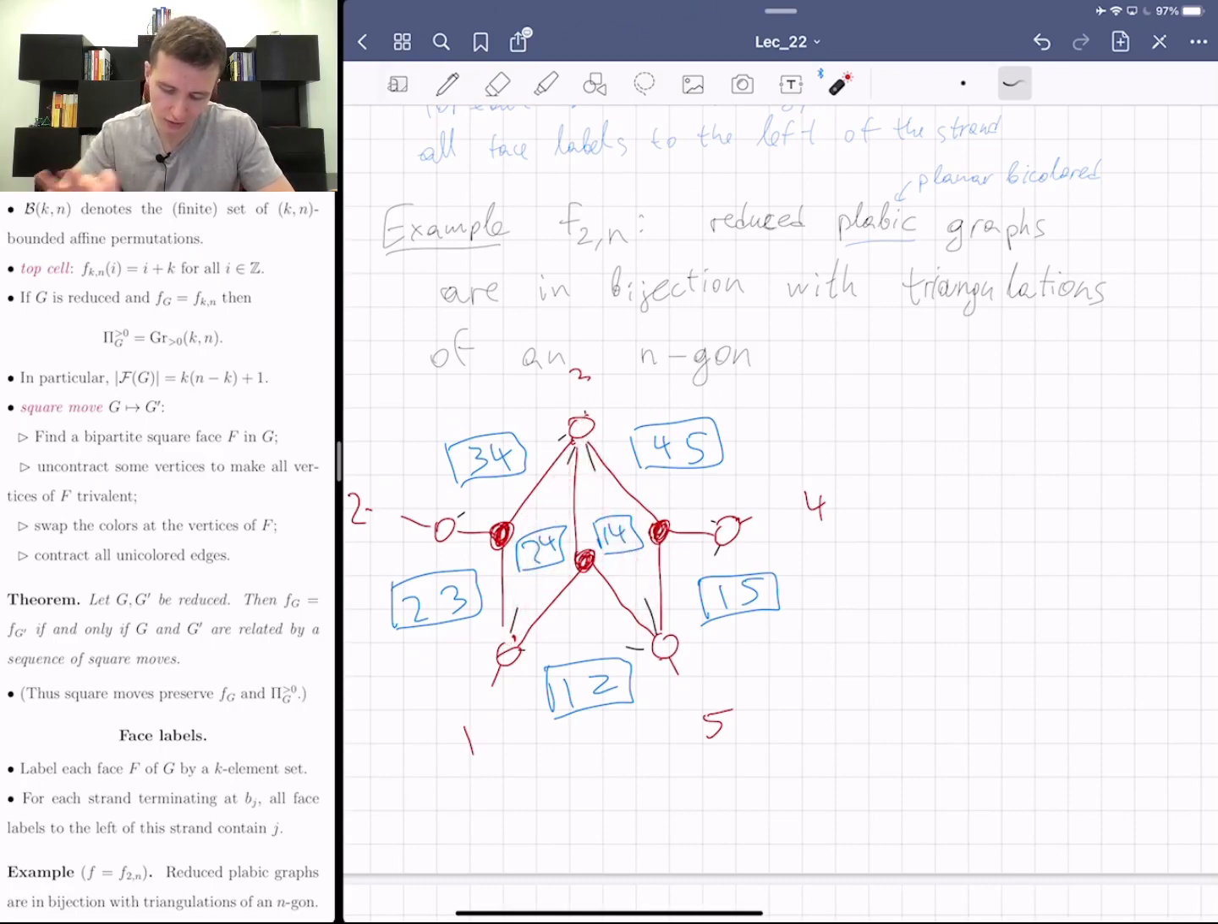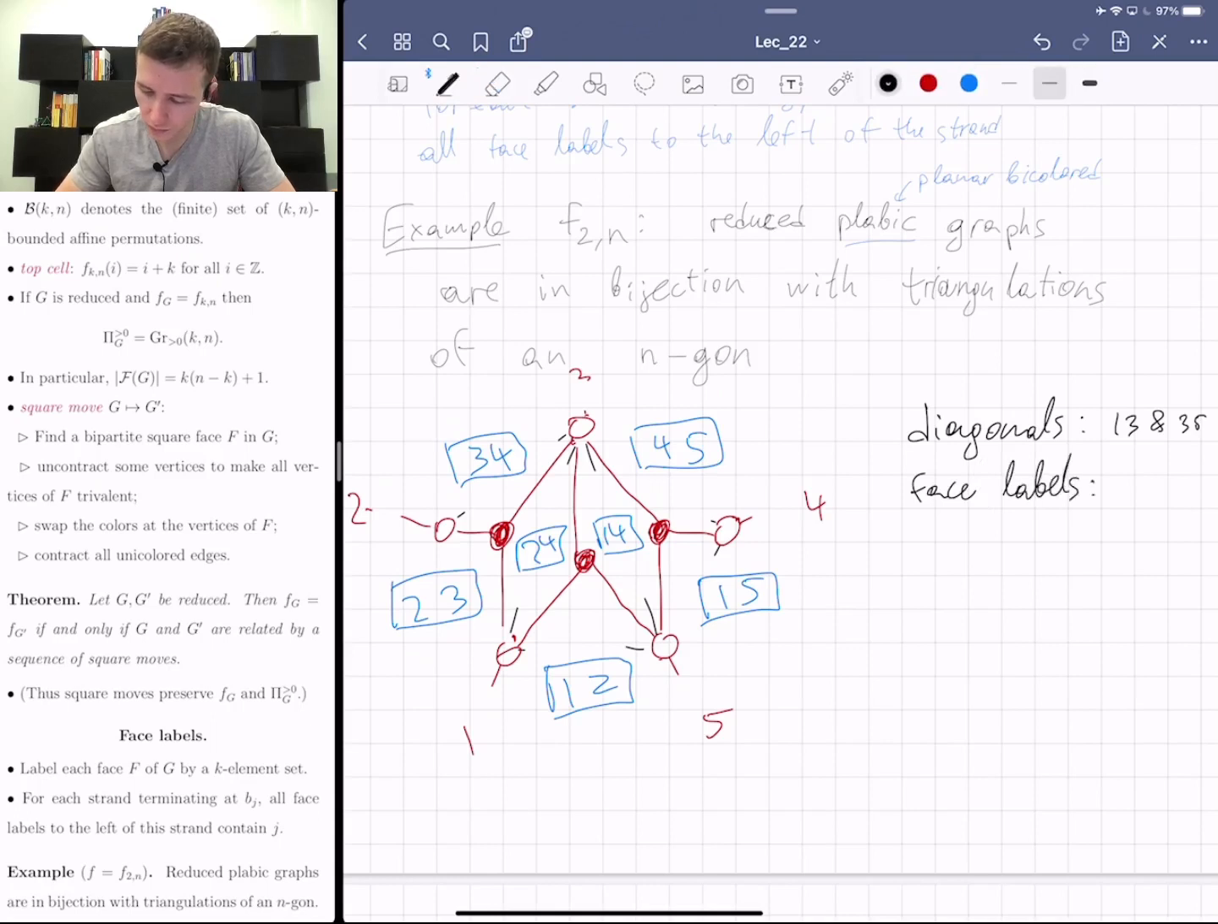I guess you have to shift, you have to add. So I had 1, 3, and 3, 5, so you have to add 1 to all those numbers. My diagonals were 1, 3, and 3, 5. And the face labels are 2, 4, and 4, 6, which is actually 1, 4 modulo 5. So an exercise for you is to prove that it works in general.